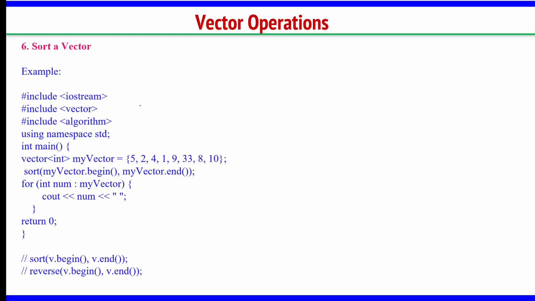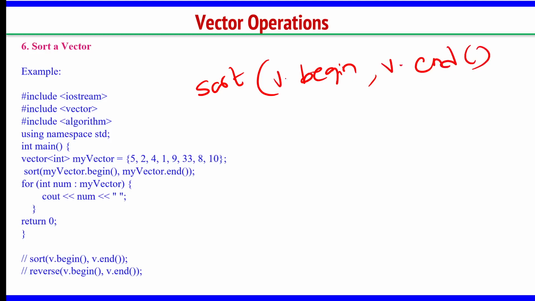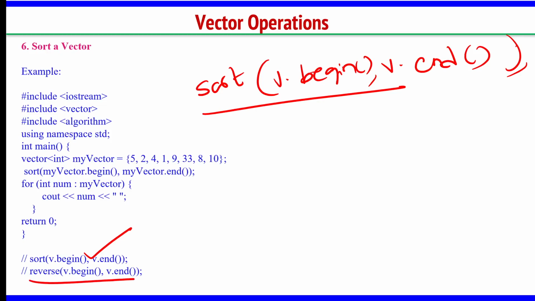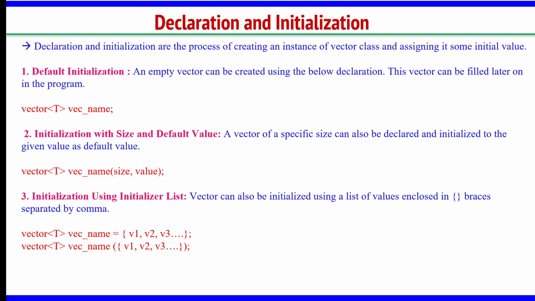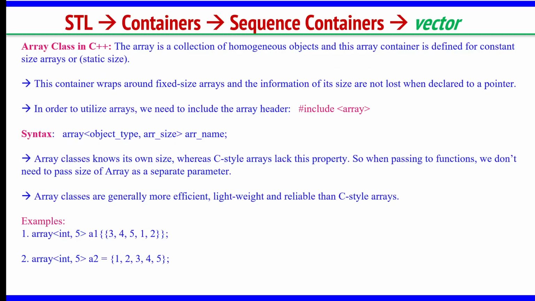And the last one, sorting. If you want to sort a vector, you can use sort from v dot begin till v dot end, like this. So, this will sort it. If you want descending order, first sort it normally, then do reverse, which will give you the sorted order in reverse. So, this is about the vector container in the standard template library. So, in STL we have containers, in that sequence containers, in that we have the second one as vectors.